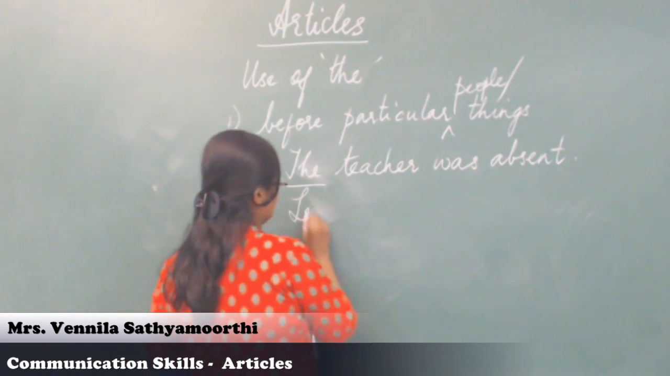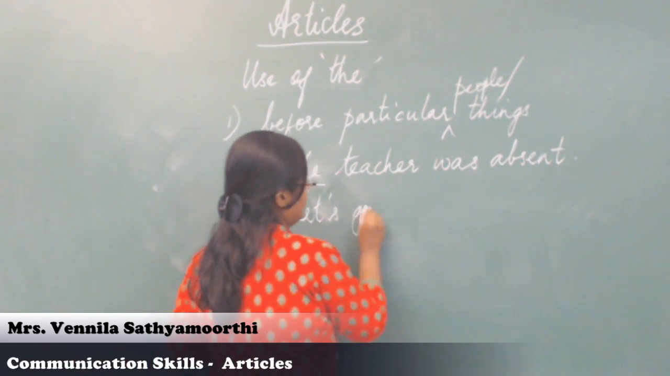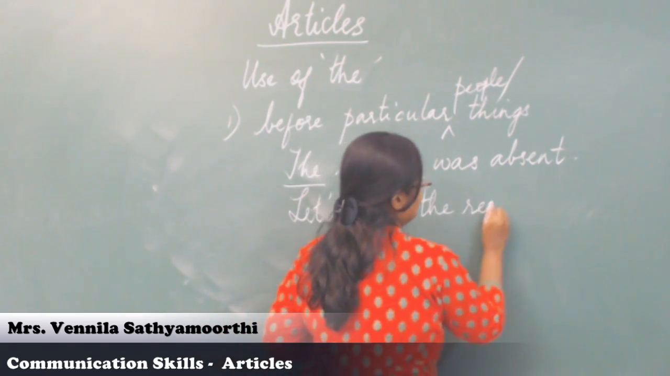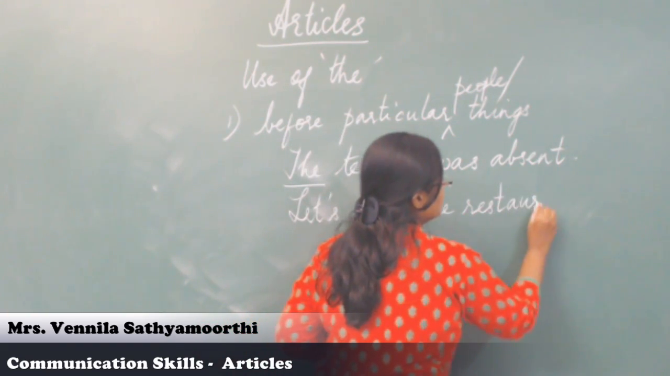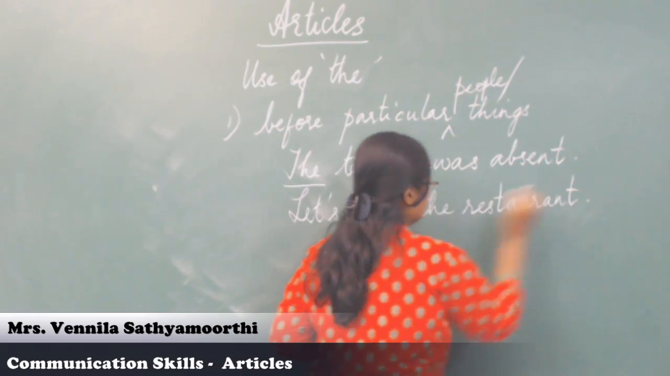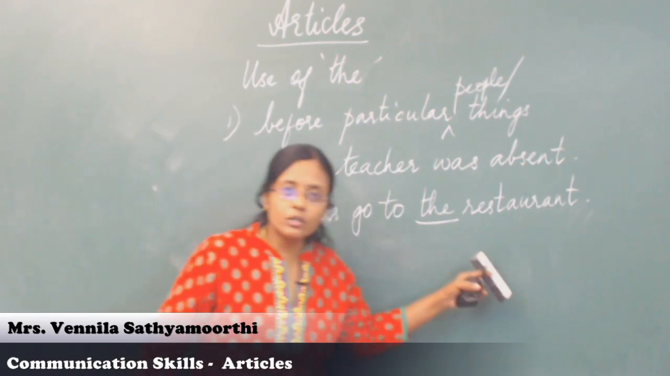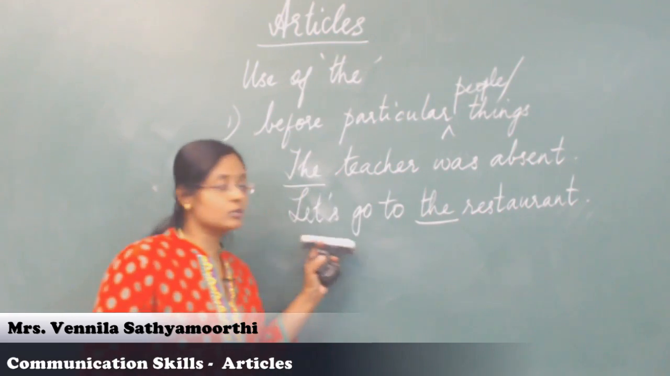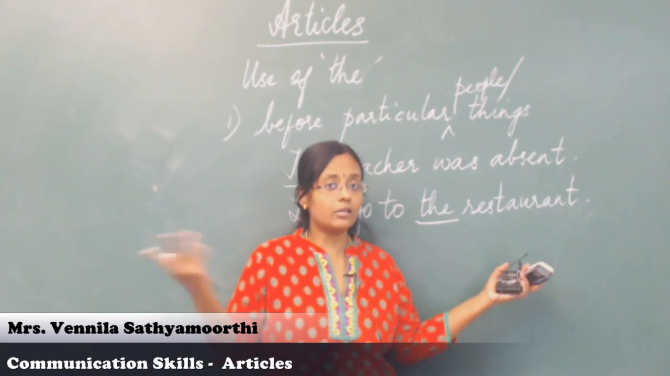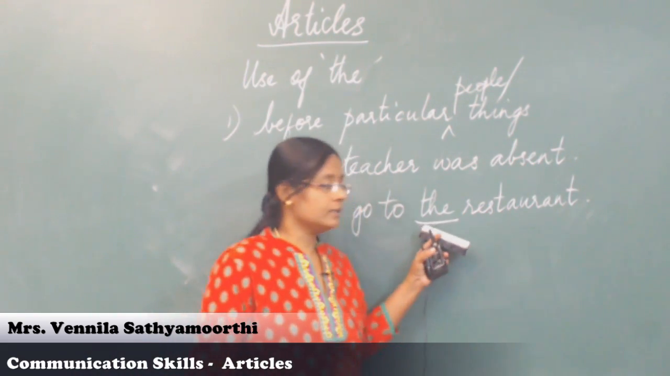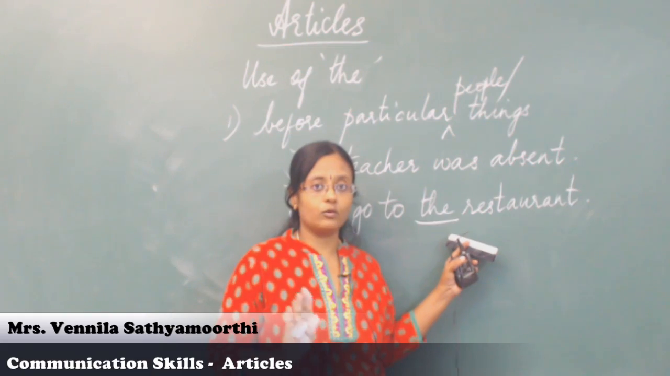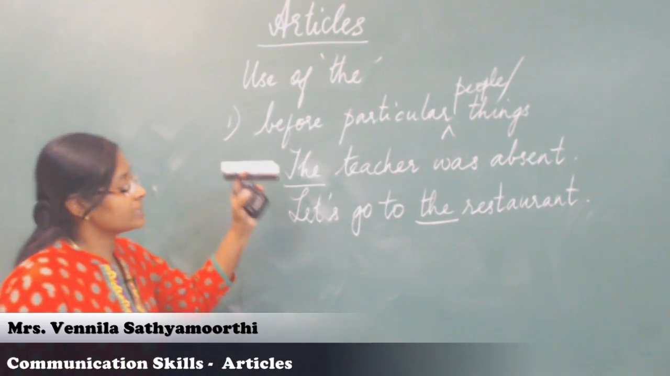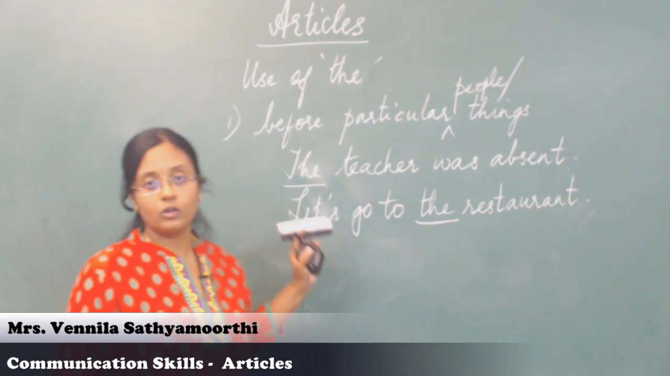Then let's go to the restaurant. If you say let's go to the restaurant, it means it is the particular restaurant you go to every time. But if you say let's go to a restaurant, it means any restaurant. But here it is the place where you often go. So it's used before particular people or things.